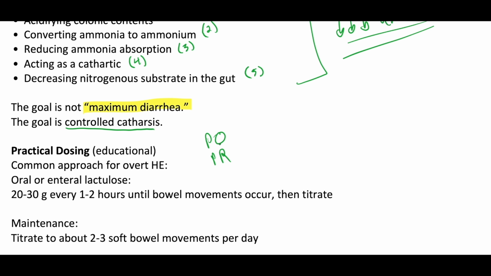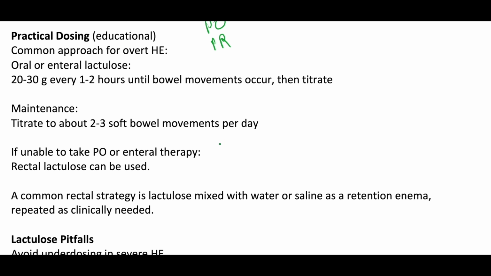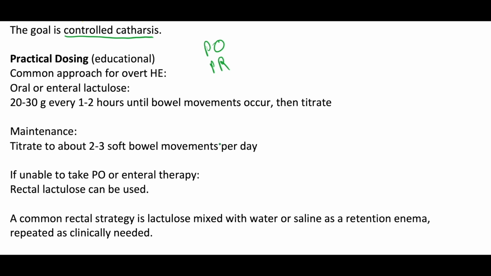Lactulose. The oral or enteral lactulose, people do it differently, so take this as kind of just a structure, but choose your own journey here. Some people will do 20 to 30 grams of lactulose Q2 hours until bowel movement, and then titrate. Be careful with this, right? You don't want the patient getting that much Q2 hours forever.